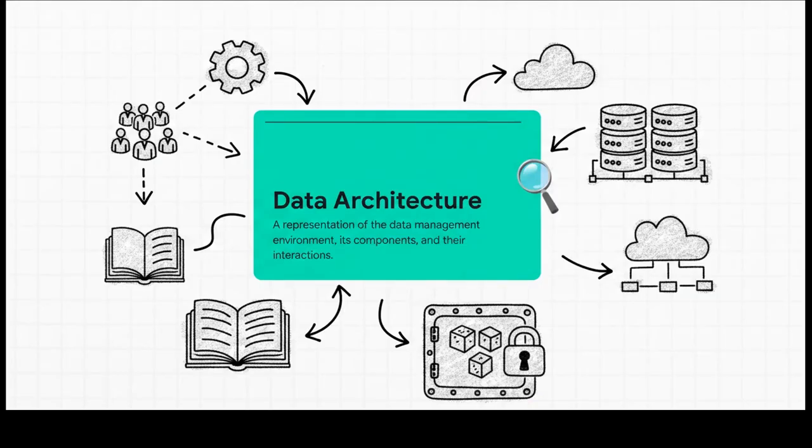Okay, let's dive into this. The phrase data architecture can often sound incredibly technical, maybe even a little daunting to some. But let's just strip all that jargon away. At its core, data architecture is simply a representation of your data environment, the components inside it, and how they interact with each other. Think of it as the master blueprint that organizes the people, the processes, the policies, and the tech required to manage your absolute most valuable information assets.